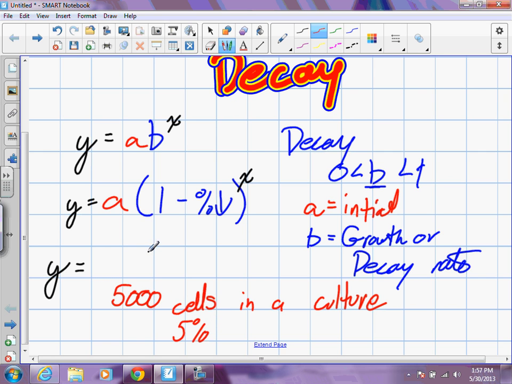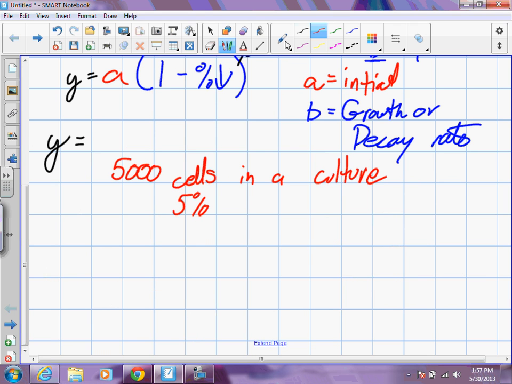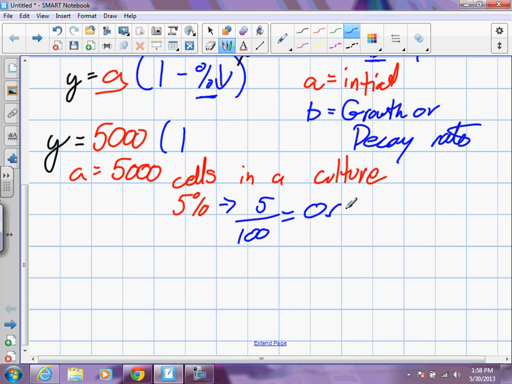We need to create a formula that models this decay rate. So, first of all, our initial value A is going to be 5,000. So we're replacing A with the number 5,000. I want you to think of this part of the formula, 1 subtract the percentage decrease. Think of it like we're taking away from 100%. So we have to turn 5% into a decimal value, and how do we do that? We divide by 100, which gives us 0.05, which means we'll be subtracting 0.05, to the power of x.